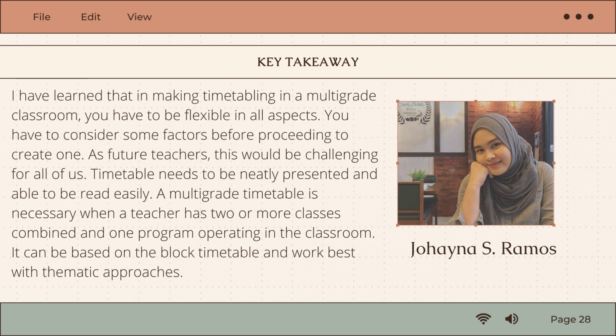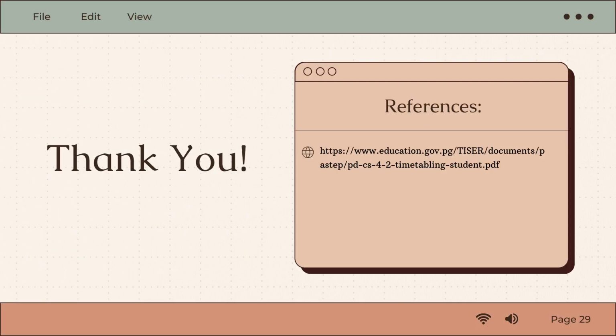A multi-grade timetable is necessary when a teacher has two or more classes combined in one program operating in the classroom. It can be based on the block timetable in work-based with thematic approaches. Thank you for listening.